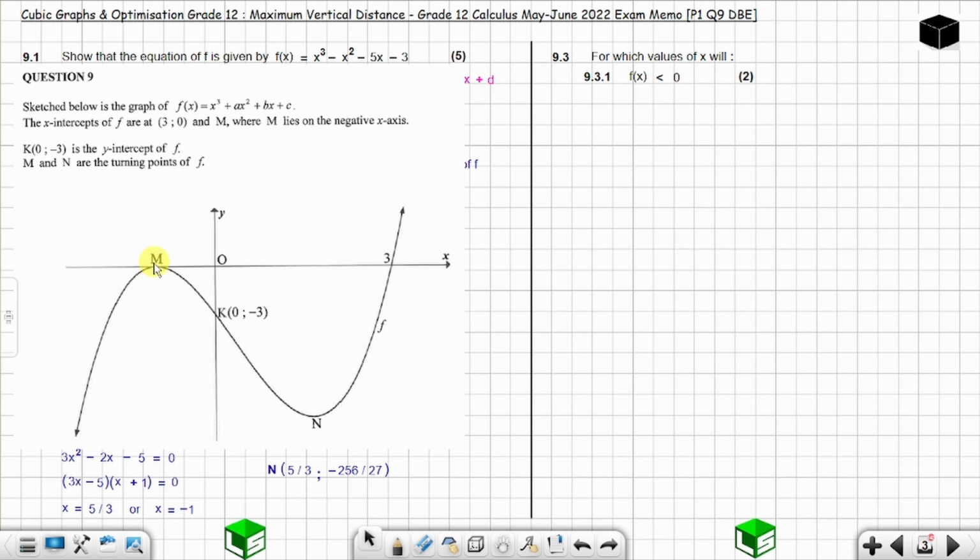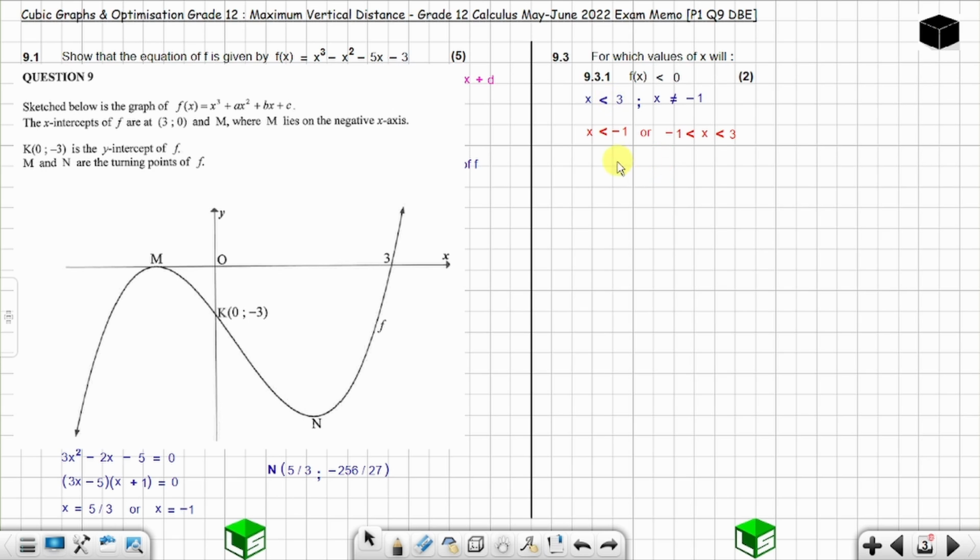This is negative 1. Remember from the previous question. So all these values less than 3, but you exclude negative 1. The graph is below the x-axis, or the graph is less than 0, or the graph is negative. Okay, so x less than 3, but x is not equal to negative 1. You can also give your answer like this. Less than negative 1, the graph is below, or the graph is less than 0, or the graph is negative. And you have this part between negative 1 and 3, the graph is below, or the graph is less than 0, or the graph is negative. Okay, between negative 1 and 3.